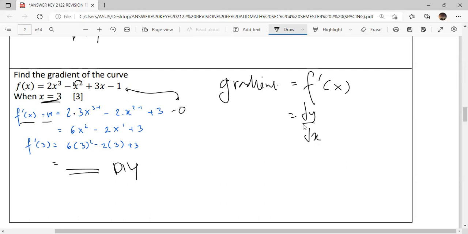Udah angka doang jawabannya ya. 6 times 9, ya, berapa tuh? Ya, dan seterusnya ya, and so on.